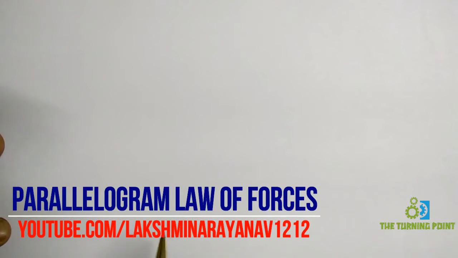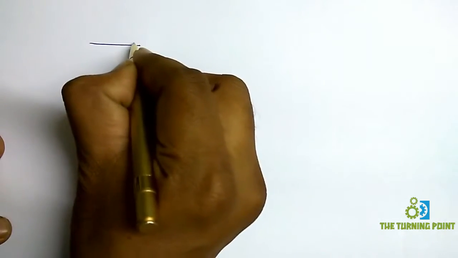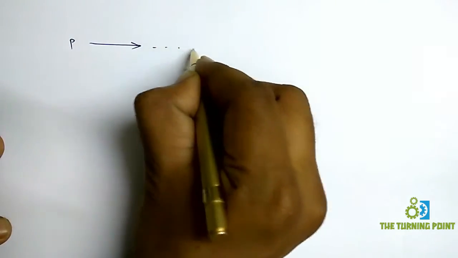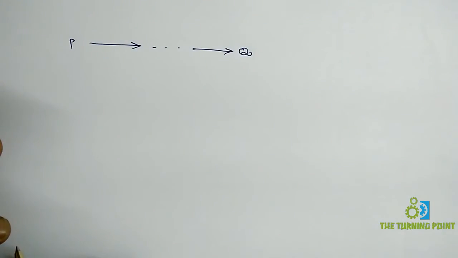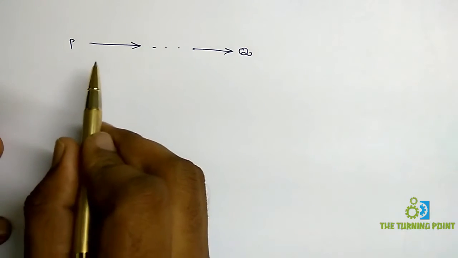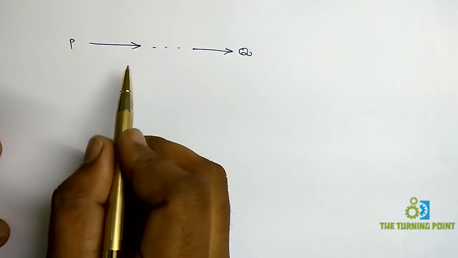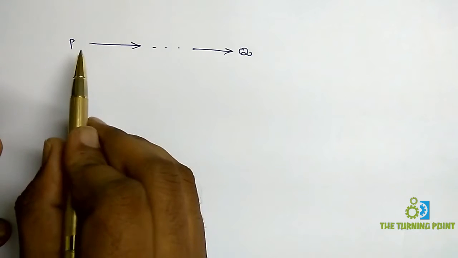Before going to learn that, first let us see how to find the resultant for two vectors when they have the same line of action. So here I am considering two forces P and Q. If I want to find the resultant here, I can find it by algebraic summation of these forces. When I consider algebraic summation or vector addition, I need to consider the direction as well as the magnitude.